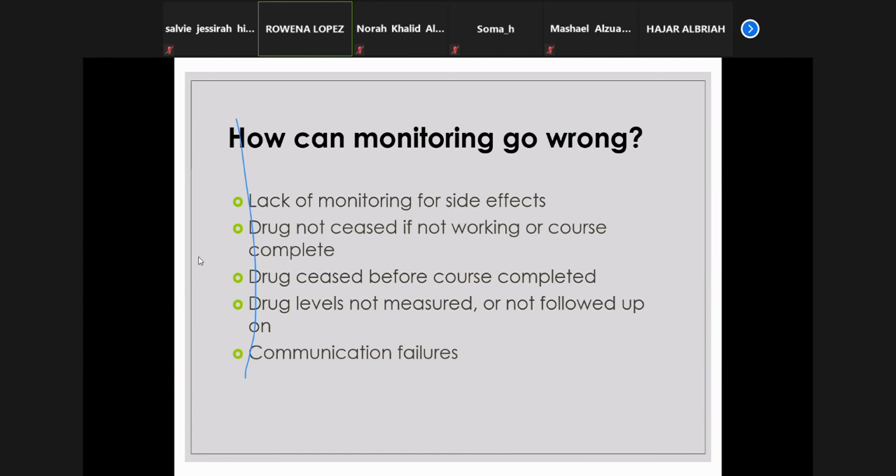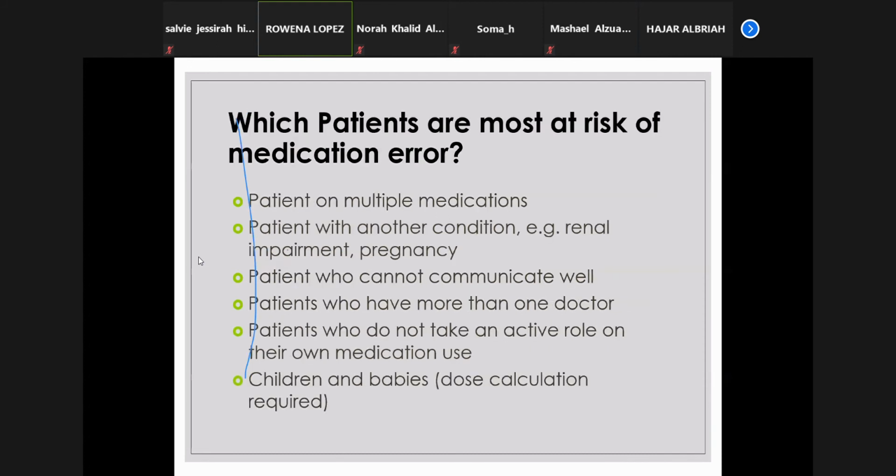So when you take vital signs, this is your assessment. Then you give the medication, this is administration. Then after that, we need to monitor for side effects or any complications for the patient. Other failures: the drug ceased if not working, drug ceased before course completed, drug levels not measured or not followed up on, and again, communication failures.